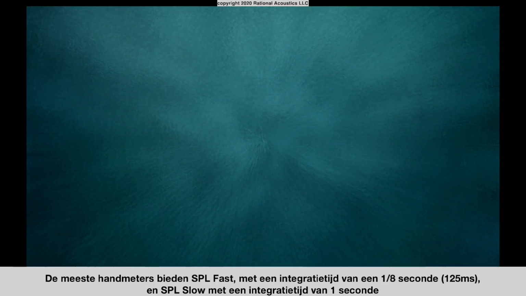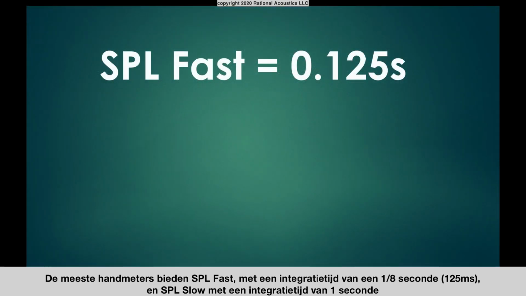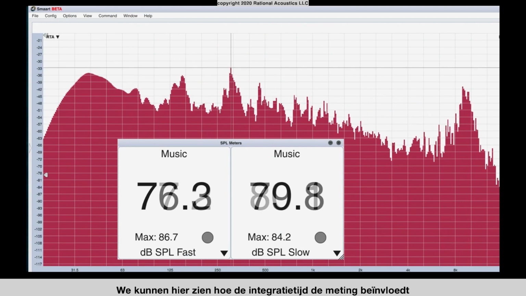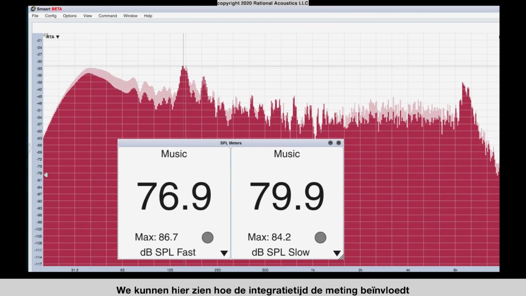Most handheld meters offer SPL fast, with an integration time of 1/8 of a second, and SPL slow, with an integration time of 1 second. We can see here how the integration time affects the measurement.